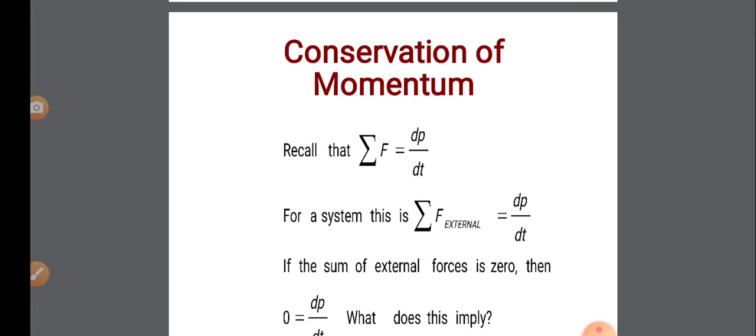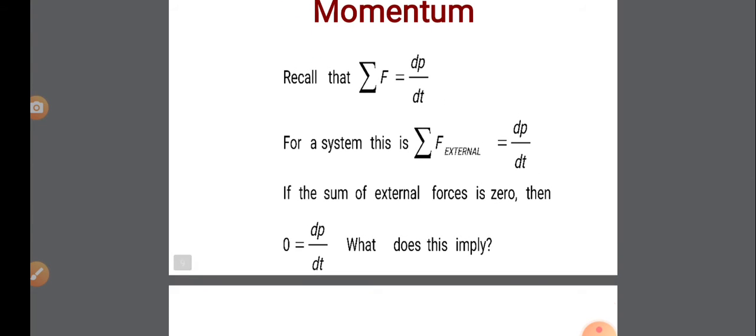Now the conservation of momentum. We know Newton's second law of motion, which states that the force is directly proportional to the rate of change of momentum. For this system, only external forces act, and therefore only external forces change the momentum. Therefore this equation: the summation of external forces is equal to the rate of change of momentum with respect to time.